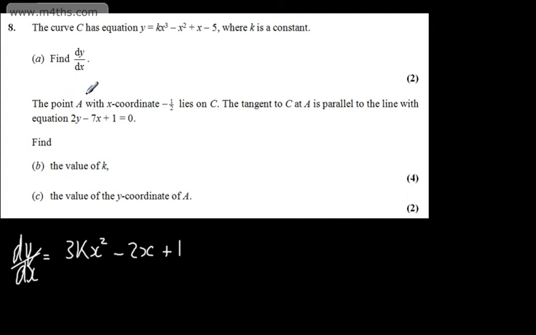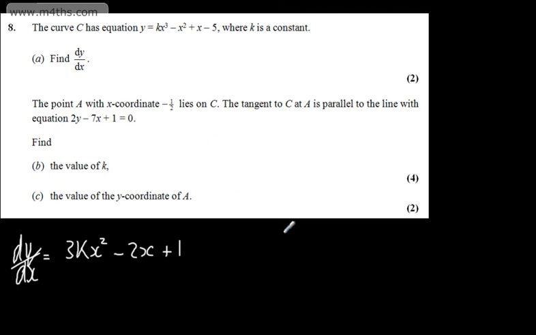We're told the point A with x-coordinate negative 1/2 lies on C. The tangent to C at A is parallel to the line with equation 2y minus 7x plus 1 is equal to 0. We're asked to find in part B for 4 marks the value of k, and in part C for 2 marks the value of the y-coordinate of A.